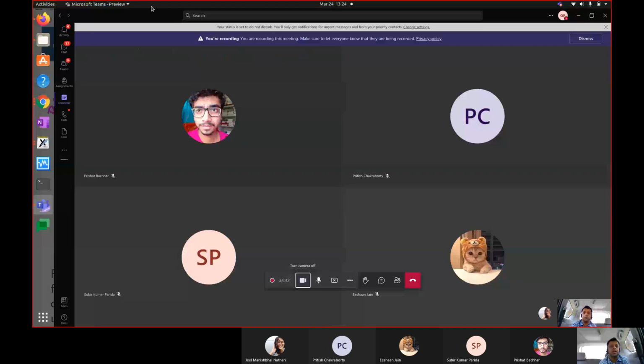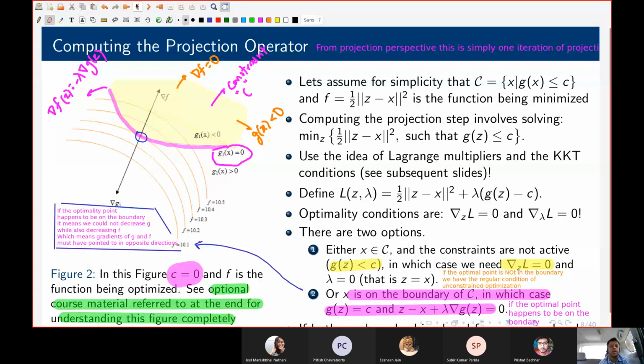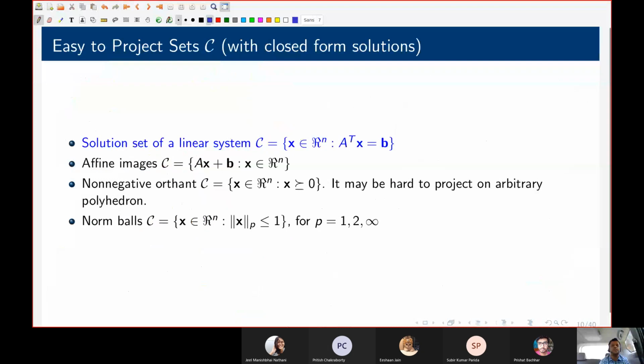Okay, so these are some of the sets C which are easy to project. I mean, it's the projection operation. Geometrically, it should be mostly very intuitive, right? If you have a linear system of equations, basically a hyperplane, then the projection would amount to drawing a perpendicular from the point which is your update point, let's say y or unprojected xu, to a projection xpt. So that's very simple.